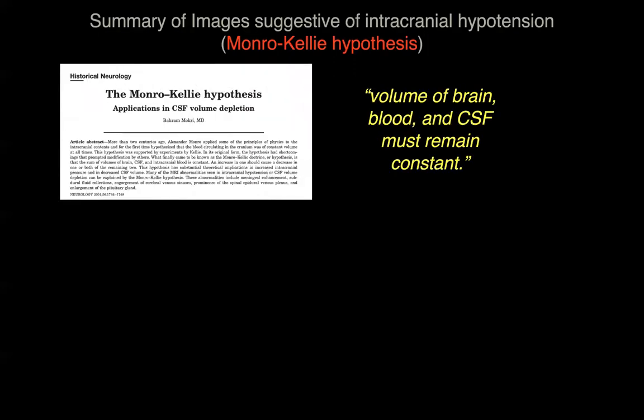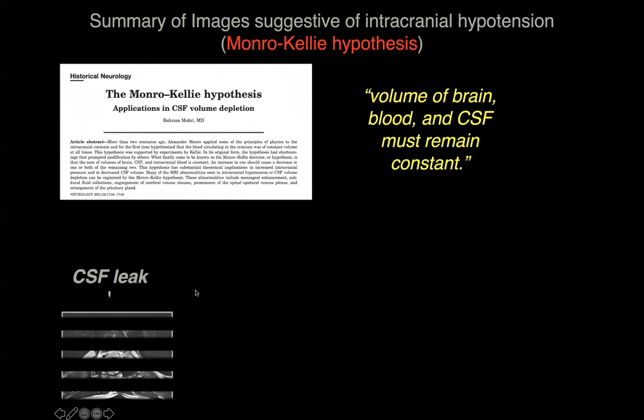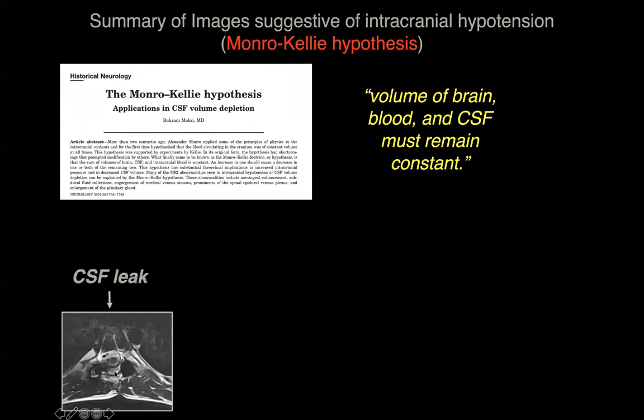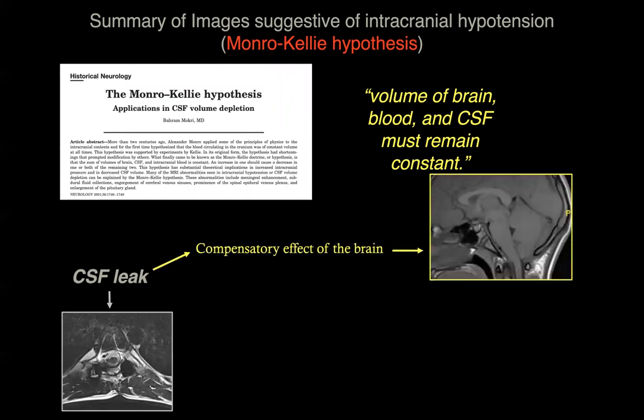But why do you have this summary of images that I showed you before in these children with CSF hypotension? The reason is the Monro-Kellie hypothesis that says that the volume of brain, blood, and CSF must remain constant. But in this case, we are losing CSF. So we have a CSF leak, and we saw that sometimes we see this leak as an epidural collection in the spine. But what do we see in the brain?